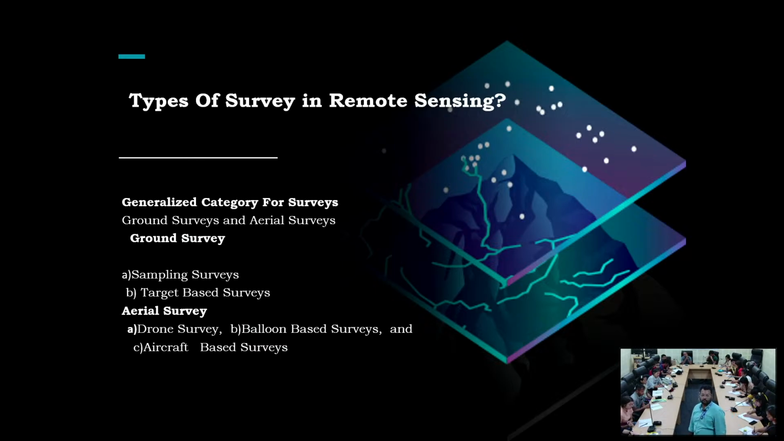Now, coming to aerial based survey. Drone survey, I think most of you are familiar with it. In drone survey, what kind of survey are we doing? Can anyone tell me? What kind of survey are we doing with the drones? What are the applications of drones? Basically, what you studied yesterday when Chirag sir was explaining.